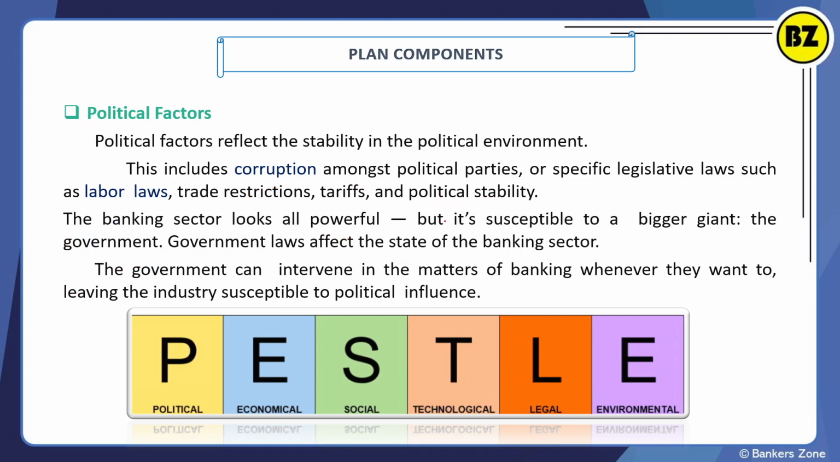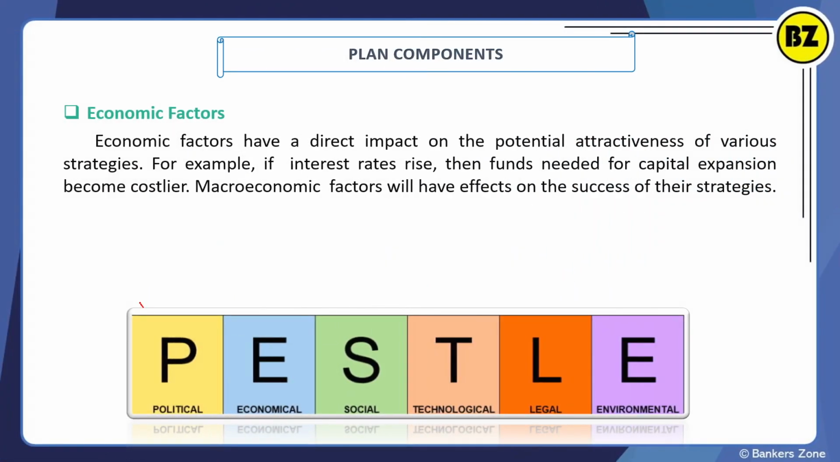Now, what is next? P we have done. Now E for economic. Last is environmental, second is economic. Now, economic factors mean what? These have a direct impact on the potential attractiveness of the various strategies.